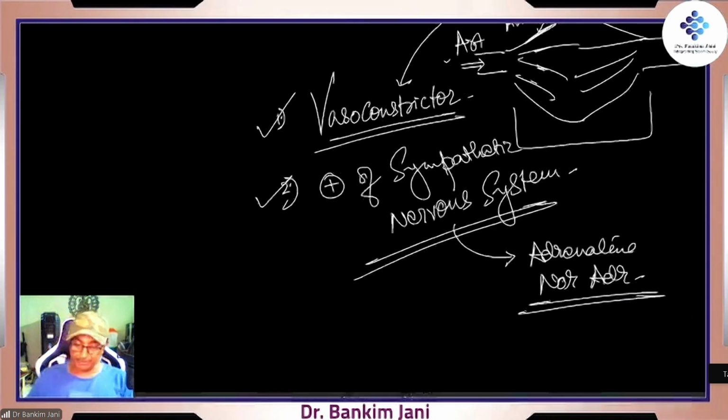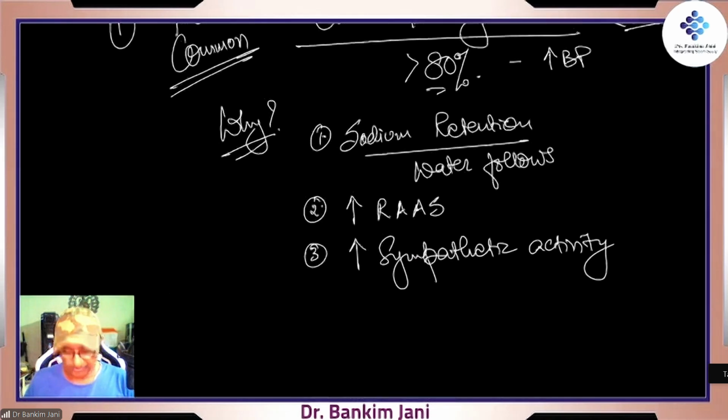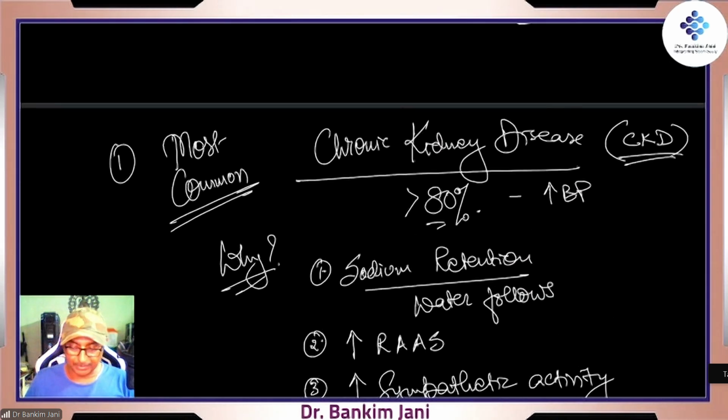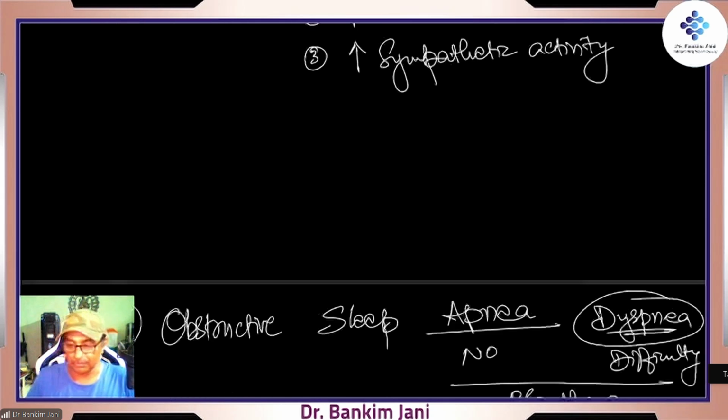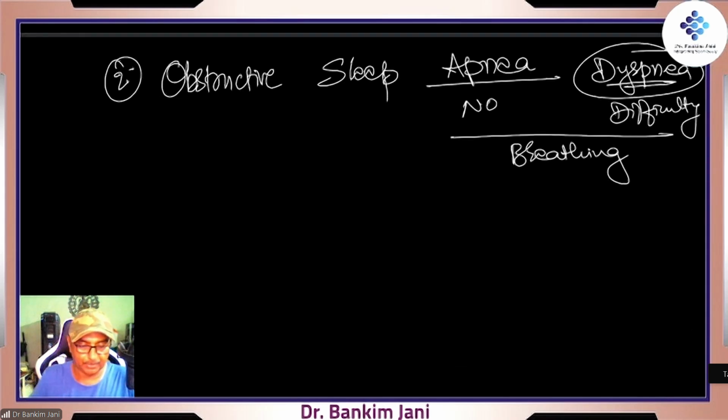So be very clear about what exactly we are trying to discuss. Over here, when we say chronic kidney disease, why should blood pressure rise? Because the kidney's function is to throw the sodium out. Sodium is not getting thrown out, so water follows, right? So sodium is retained, and that will lead to all the complications.